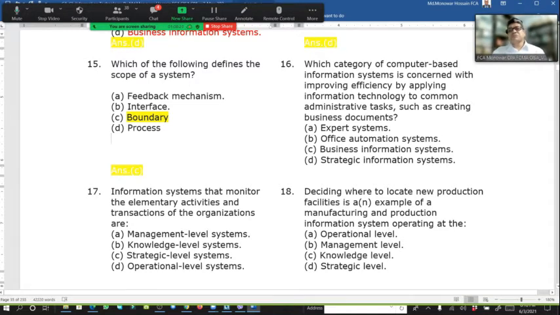16. Which category of the computer-based information system is concerned with improving efficiency by applying information technology to common administrative tasks such as creating business documents? So your answer is B, office automation system, for number 16.